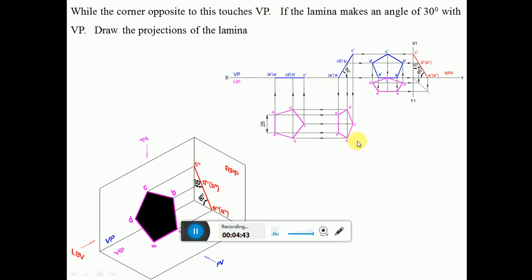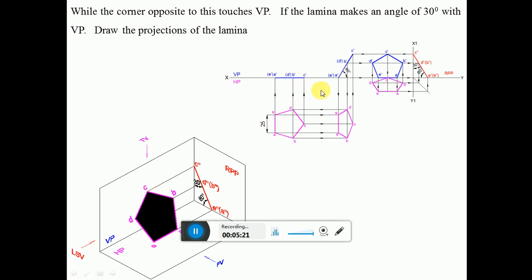So now the corner is in front of VP. So now we need to touch the corner on the XY line, or it has to touch in the top view. When you look from the top view, the vertical plane will be here. When it is projected, it will come on the XY line. So that is the reason why you are getting a point here which is on the XY line. And now in the second position, I am rotating the lamina, which was inclined to HP at an angle of 60 degrees, by an angle of 90 degrees.